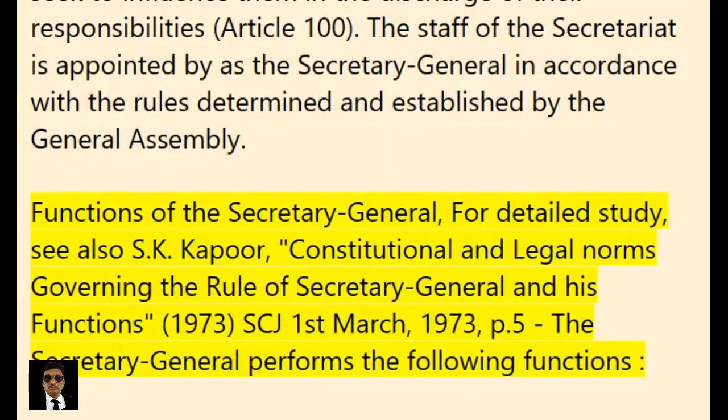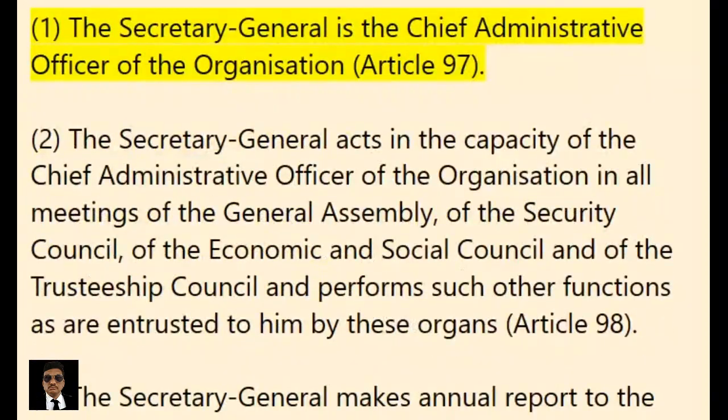Functions of the Secretary General. For detailed study, see also S.K. Kapoor, Constitutional and Legal Norms Governing the Role of Secretary General and His Functions, 1973. SCJ 1st March 1973, p.5. The Secretary General performs the following functions. 1. The Secretary General is the Chief Administrative Officer of the organization. Article 97.